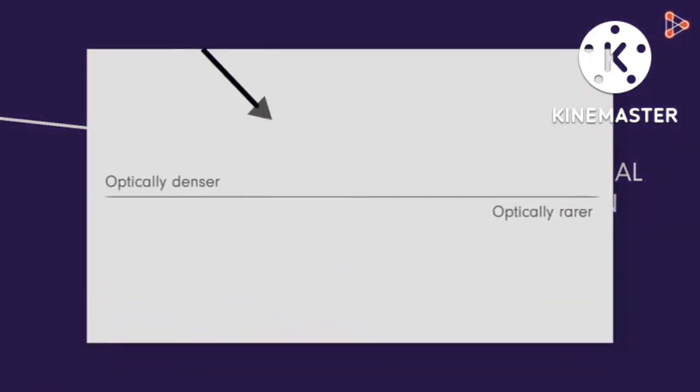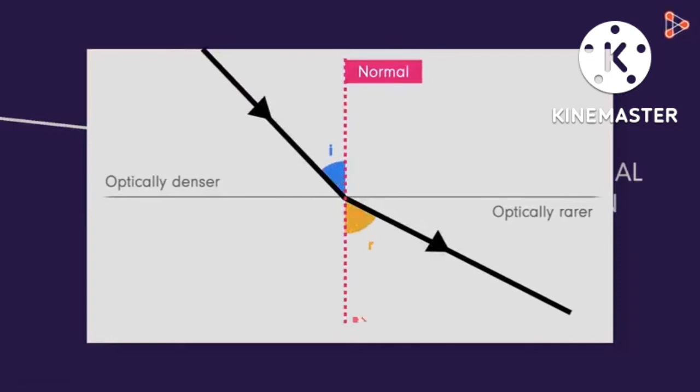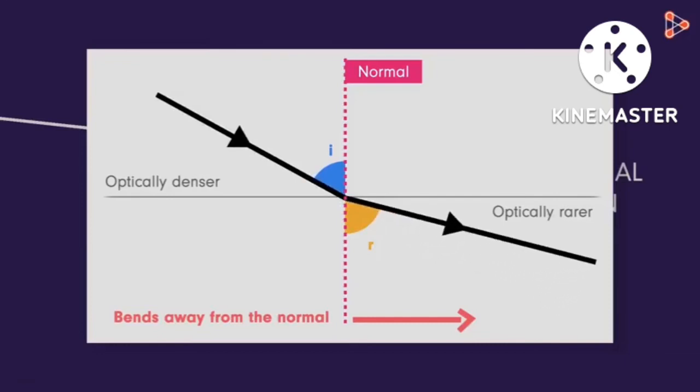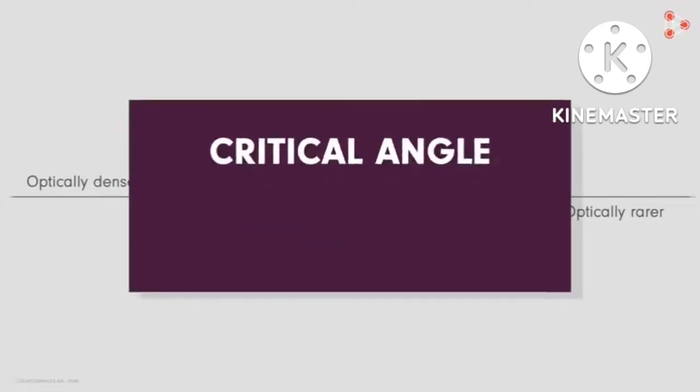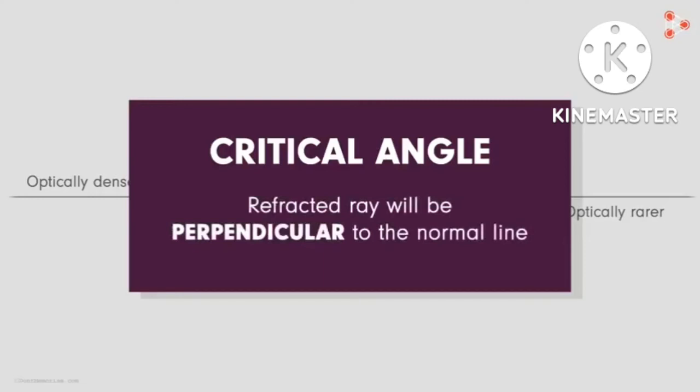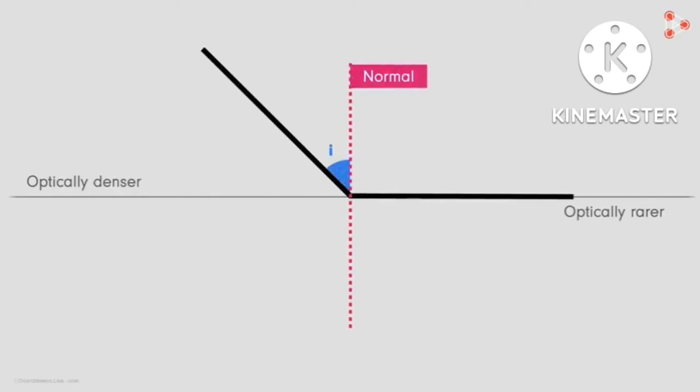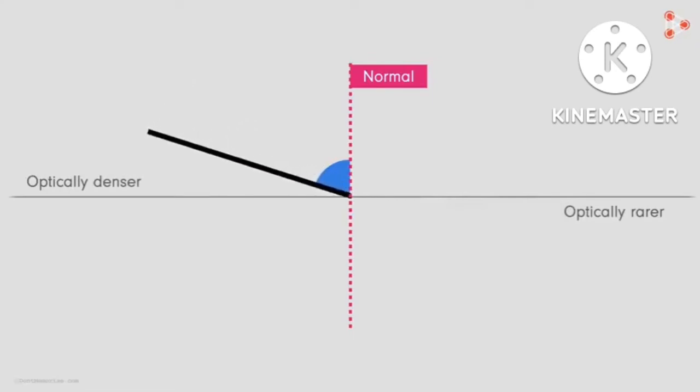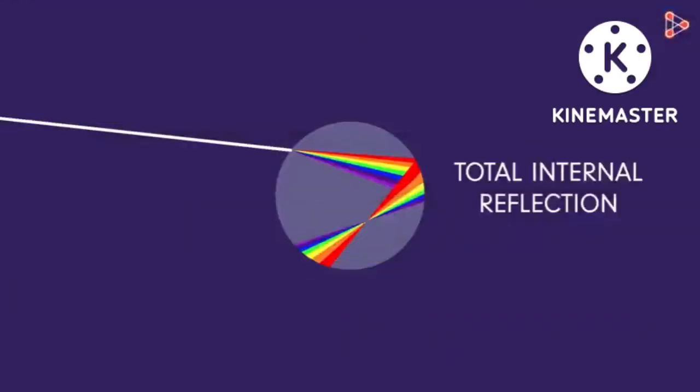We know when light travels from an optically denser to an optically rarer medium, it bends away from the normal. And the greater the angle of incidence, the greater will be the angle of refraction. But here's the interesting part. There is some angle called the critical angle at which the refracted ray will be perpendicular to the normal line. That's right. At this angle of incidence, we can see that the refracted ray is perpendicular to the normal. And if I further increase the angle of incidence, then the ray will now travel through the incident medium. So if you notice, the ray is actually reflecting in the same medium. The same thing happens here in a water droplet as well.